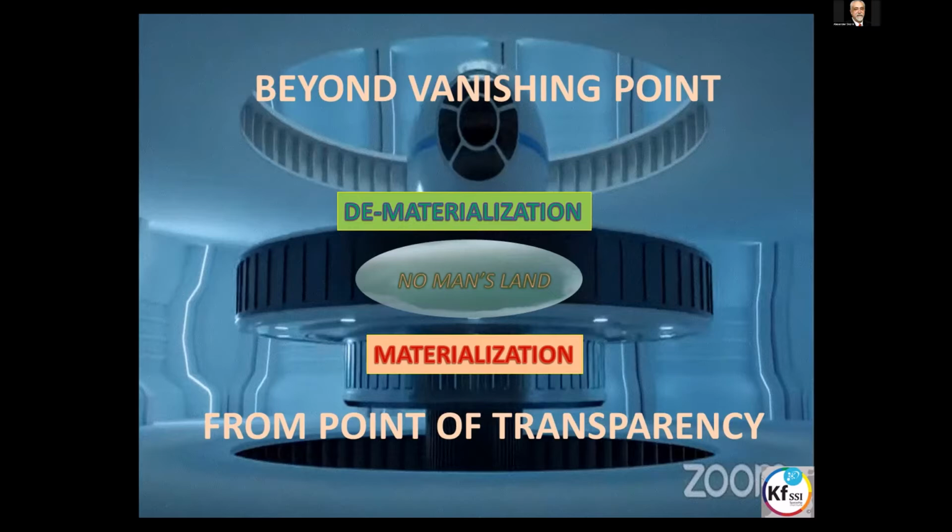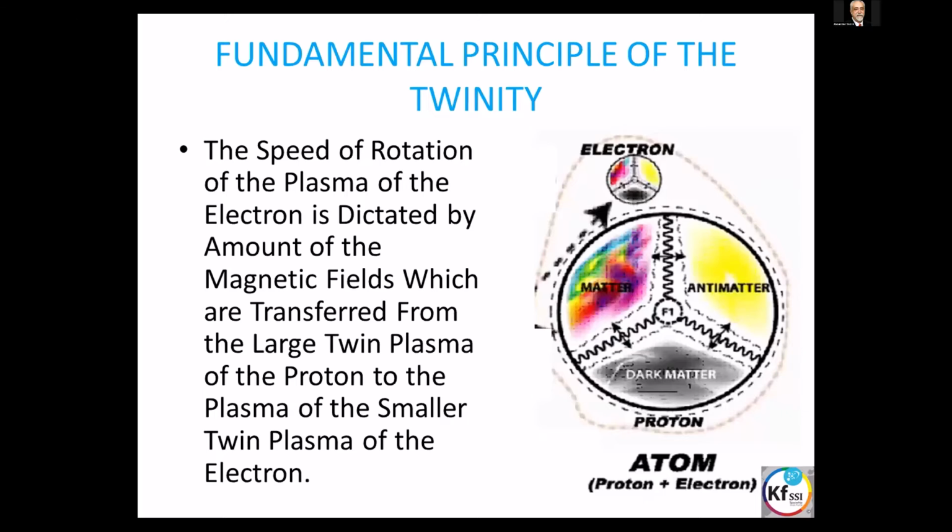And that's still only 2 dimensions. So the fundamental principle of the twinity, shall we say, the 2 dimensions, involves rotation. And the speed of the rotation of the plasma, of the electron, is dictated by the amount of the magnetic fields which are transferred from the large twin plasma of the proton to the plasma of the smaller twin plasma of the electron. So we have a rotating field of plasma. So in fact, the electron and the proton is not visible.